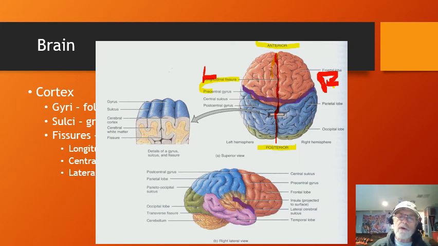So that little fissure or sulcus right here divides the parietal lobe and maybe a little bit of the frontal lobe from the temporal lobe down in here. Okay, so this is looking from the top. This is looking directly from the side. We can't see the longitudinal because it would be down in this crack right there, and that's what we see in regards to the fissures and how the brain is sort of divided.